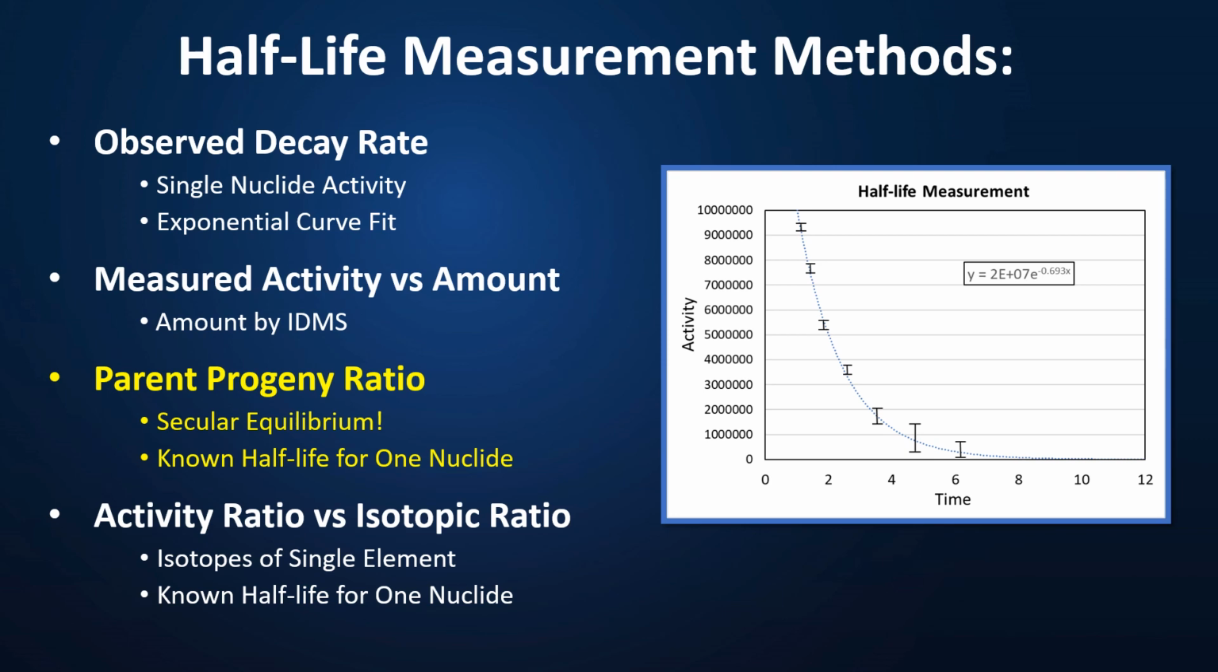This method does not require that you know the amount of material, nor does it require an activity measurement. However, the parent and progeny nuclides must be in secular equilibrium, and the half-life of either the parent or the progeny must be known to determine the half-life for the other nuclide.